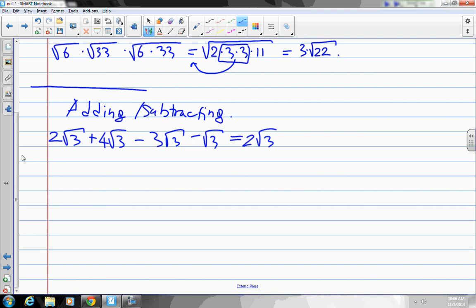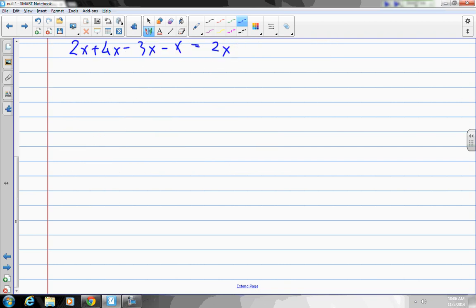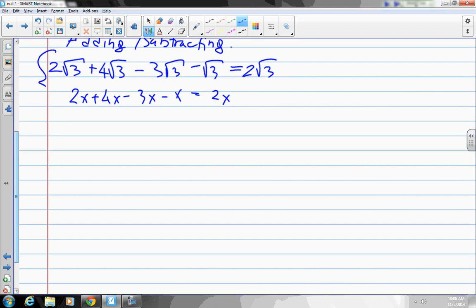It's not over, it's 2 square roots of 3. There's no over. Think of this as the same as 2x plus 4x minus 3x minus x equals 2x. It's the same thought process as combining like terms when you're adding similar radicals. Do you see that? Again, the question is how many square roots of 3 you have in the end, and that's 2. So these are kind of equivalent.